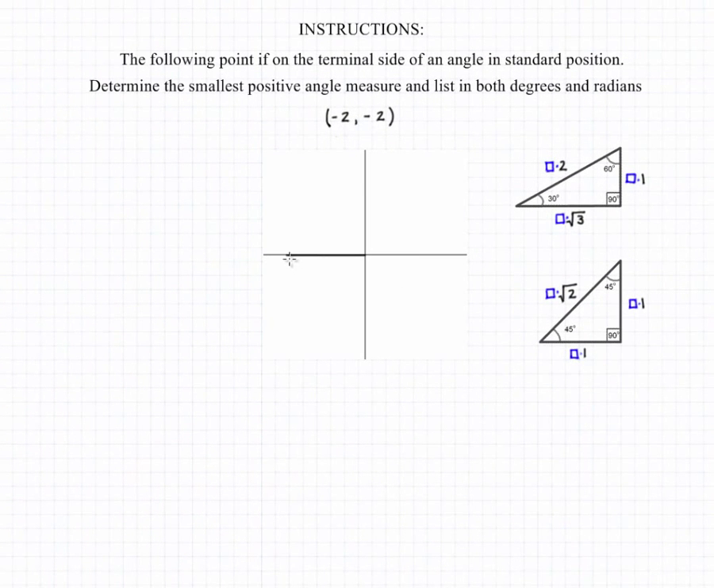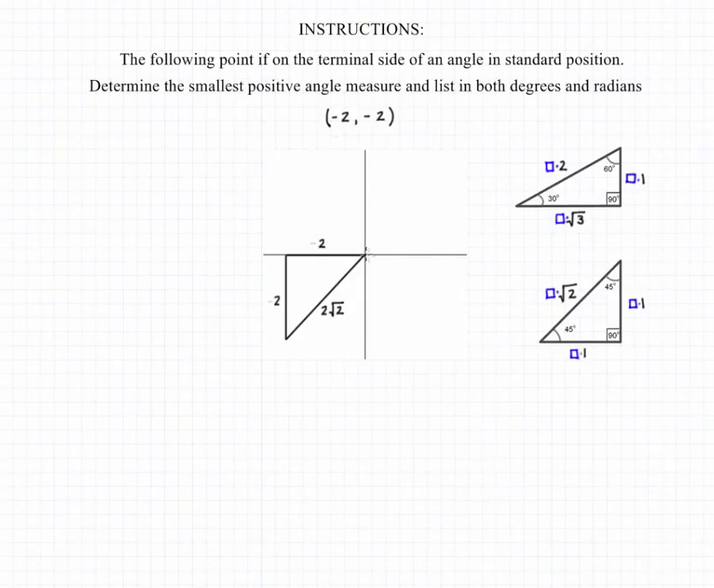In order to find the measure of the angle we're looking for, we're going to begin by drawing a right triangle based off the point that's on the terminal side of that angle. So we have an x coordinate of -2, we're going to go to the left 2, and we have a y coordinate of -2, which means we're going to go down 2. And then we're going to connect those 2 points with a line, which will give us our hypotenuse.